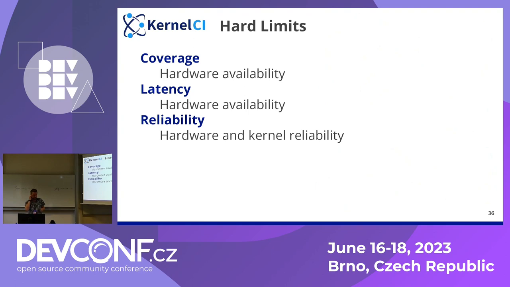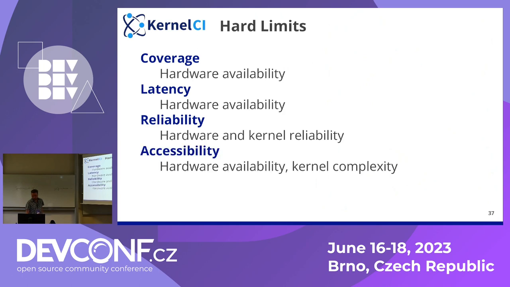The reliability limit is obviously the hardware reliability as well, but also how well the kernel is working. So if the kernel is buggy and the tests are failing all the time, in interesting ways that the creators of those tests don't anticipate, the reliability of the CI system suffers. But that's what CI is supposed to fix.